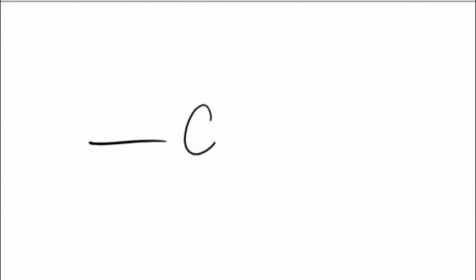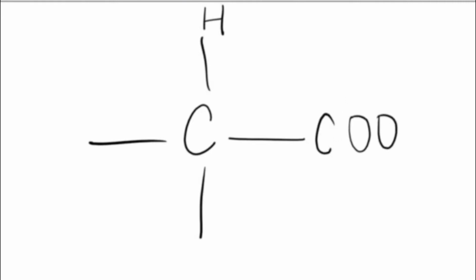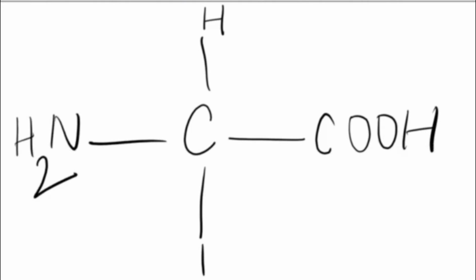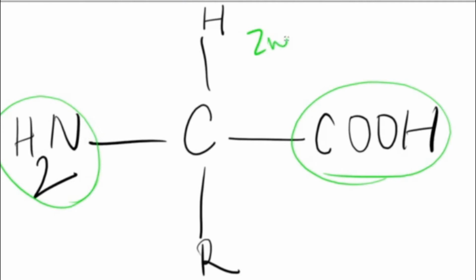Okay, speaking about the general structure of amino acids, you have a central carbon with obviously 4 bonds. One of them is definitely hydrogen, then another one is carboxylic acid, then you have an amine group, and finally an alkyl group. In glycine, which is the simplest amino acid, instead of the alkyl group, you just have a hydrogen, so 2 hydrogens.